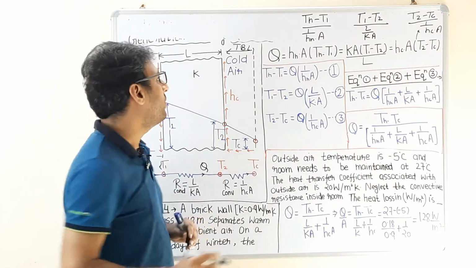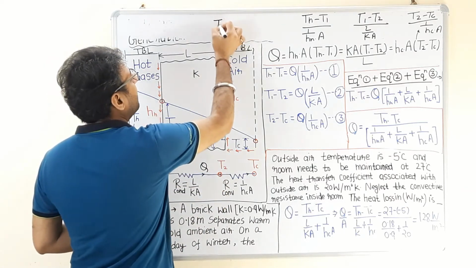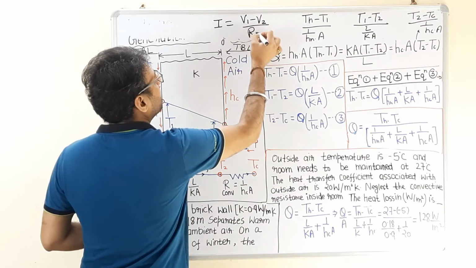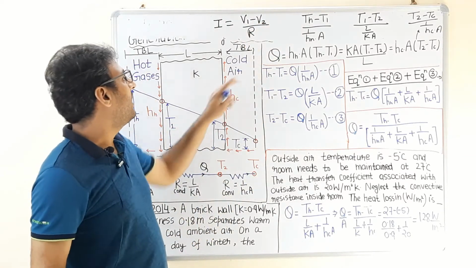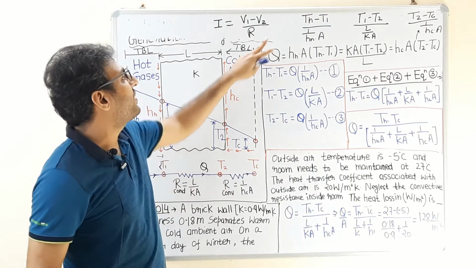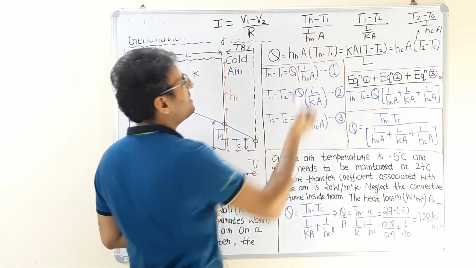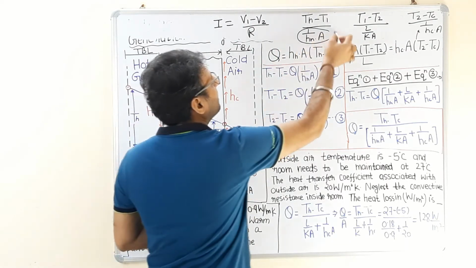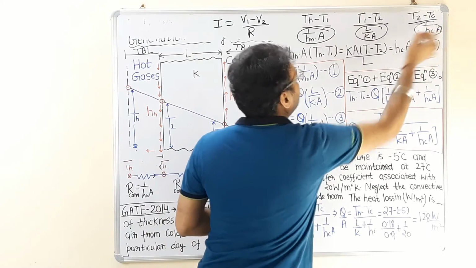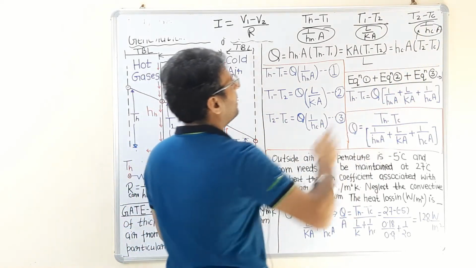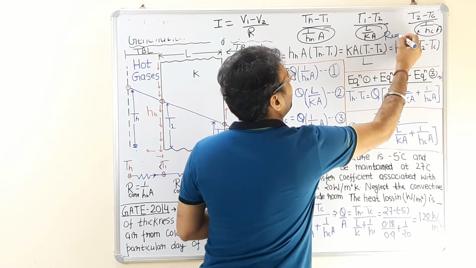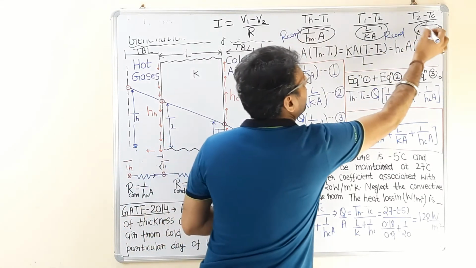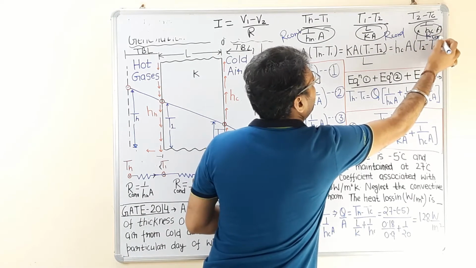Now as we already know, in an electric circuit, electric current is given as potential difference divided by electric resistance. Similarly, in a thermal system, the heat transfer rate is given as temperature difference divided by thermal resistance. So all these quantities are thermal resistances. This is the thermal resistance for conduction, and these two are the thermal resistances for convection. We already discussed this in the lecture, which is thermal resistance.